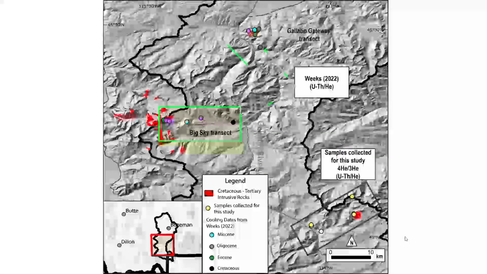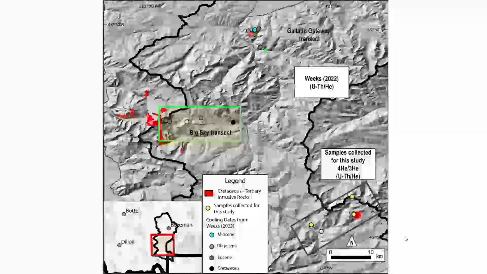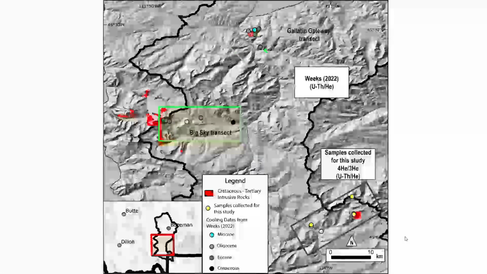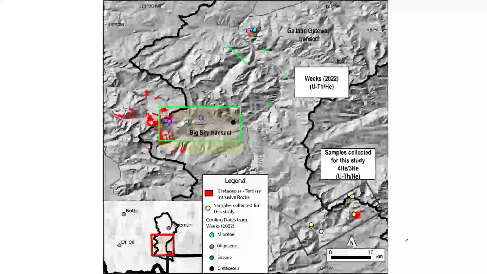But my contribution was to also collect samples closer to the hotspot because there could be a spatial relationship. This was for both apatite uranium-thorium-helium and helium-4, helium-3 thermochronometry, but these samples are really weird. There's a lot of stuff going on. And so something else is actually coming out with these samples, so I'm not going to talk about those. But yeah, so those are Chloe's samples.